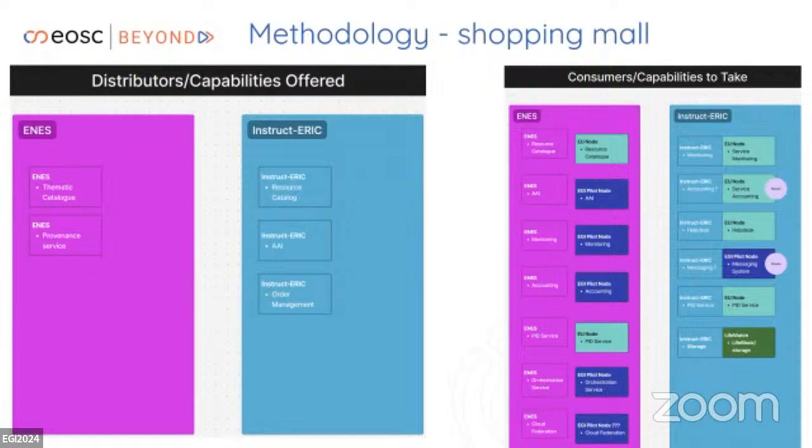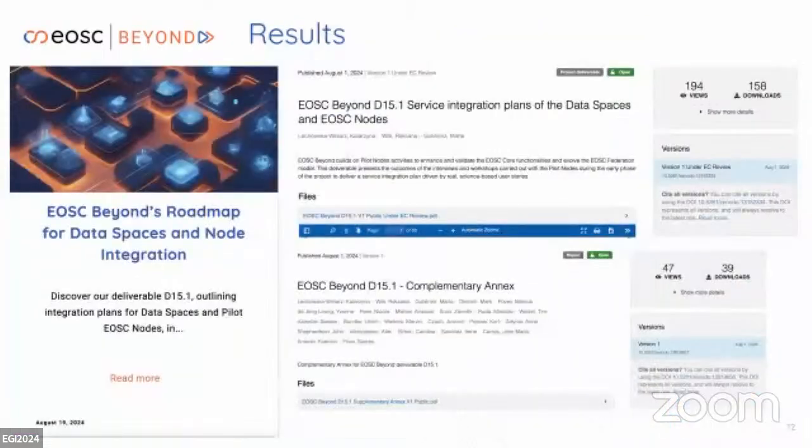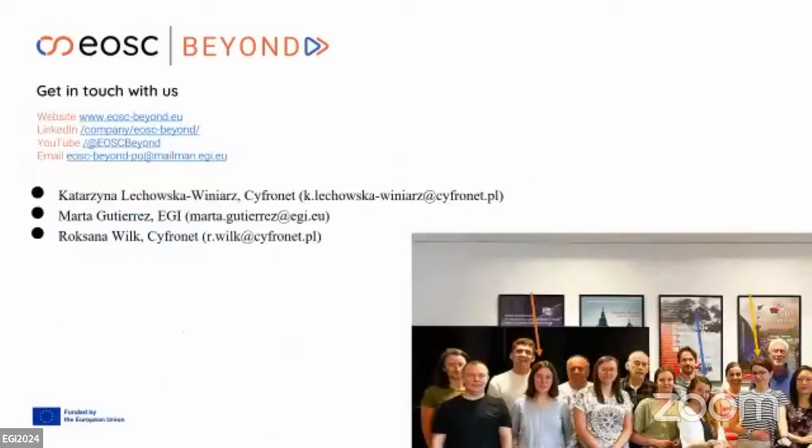So you can see ENES and Instruct Eric showing what they have to offer. And then ENES and Instruct Eric choosing from other nodes, other communities, what they might want from them. And in the end, everything was documented in a deliverable delivered by us in the EOSC Beyond, and even more importantly, the appendix to it, the complementary annex to it, where you can find all the details, which will be also presented by 5 of our communities right here in this session.